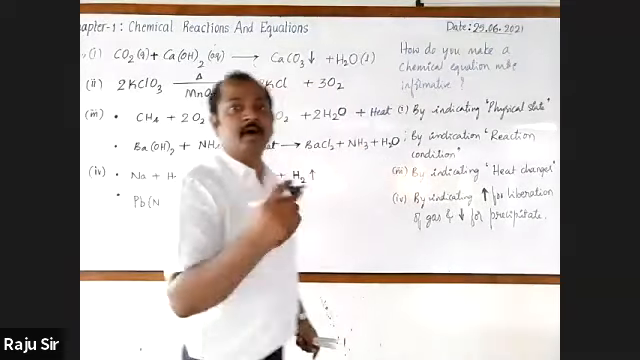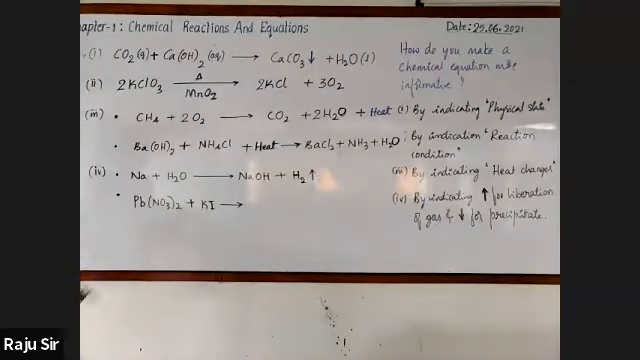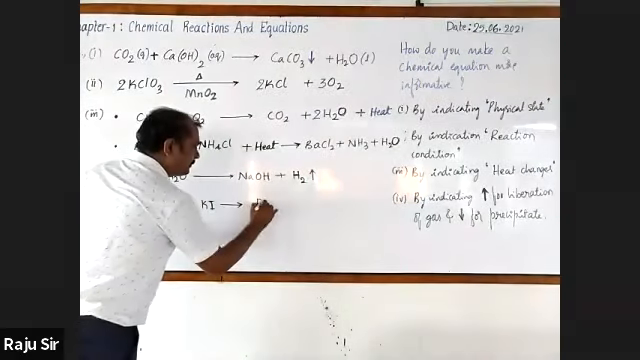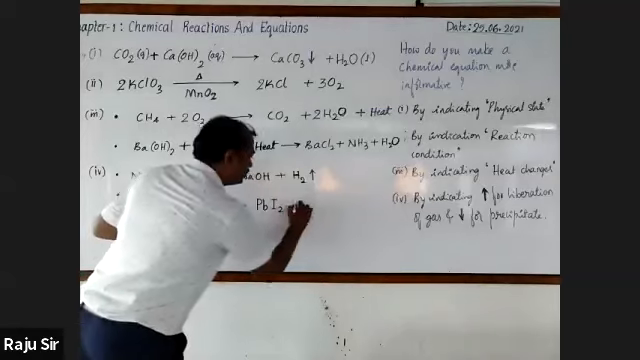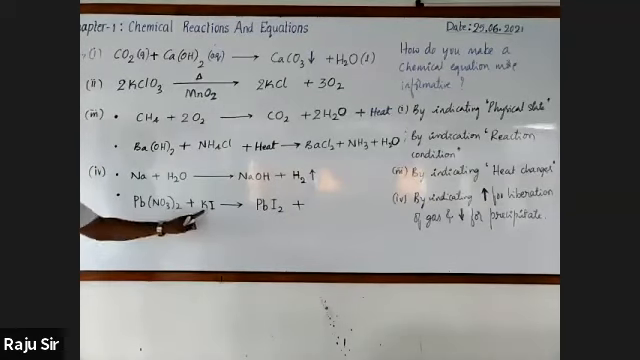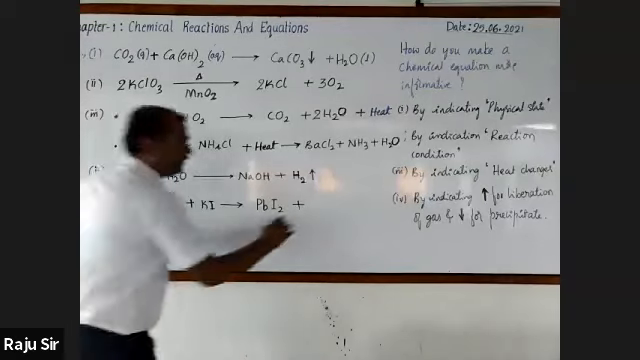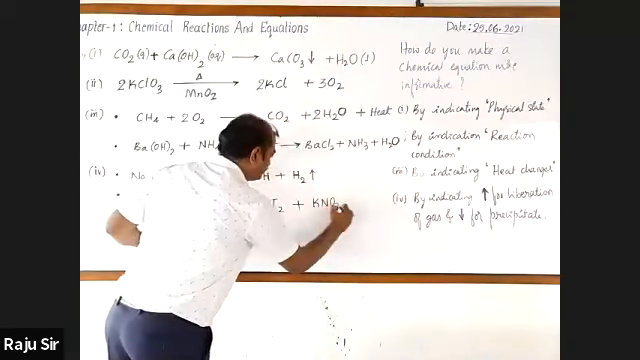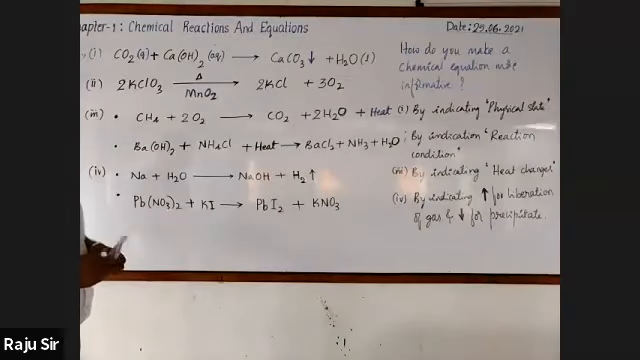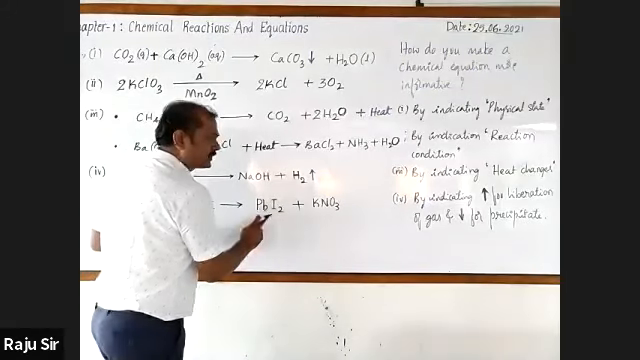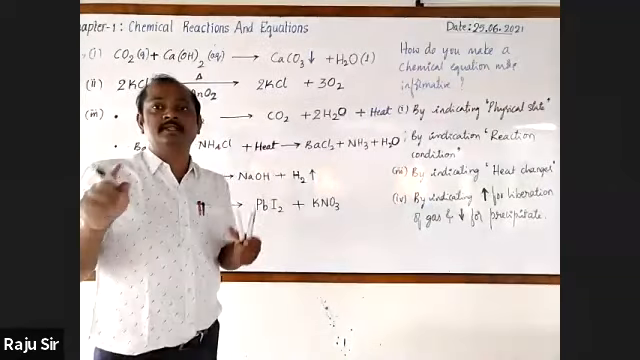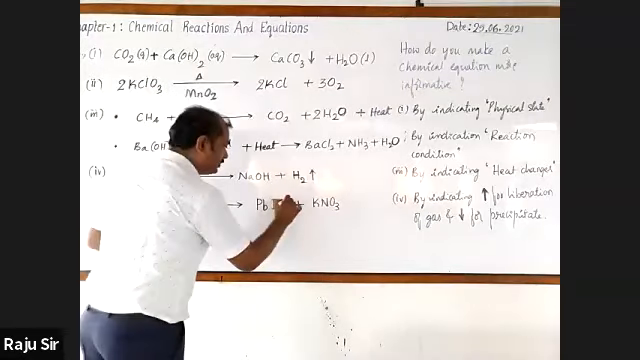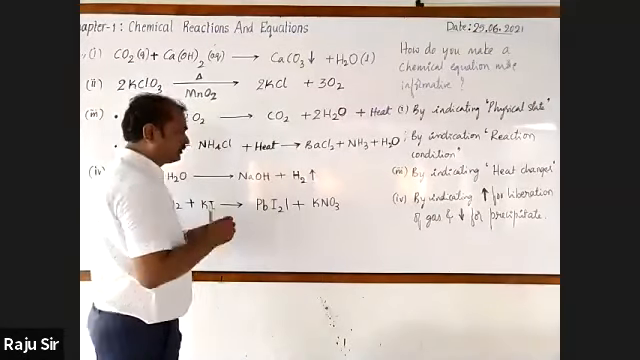A precipitate is formed, sir. Very good. What is the precipitate here? Lead iodide, PbI2, plus aqueous solution of which compound? Potassium nitrate, KNO3. Here, the precipitate is lead iodide. What is the color of lead iodide? Yellow. Yellow color, downward arrow mark.